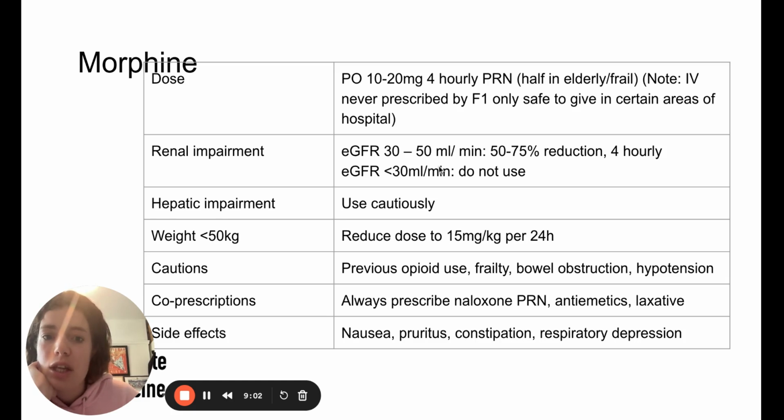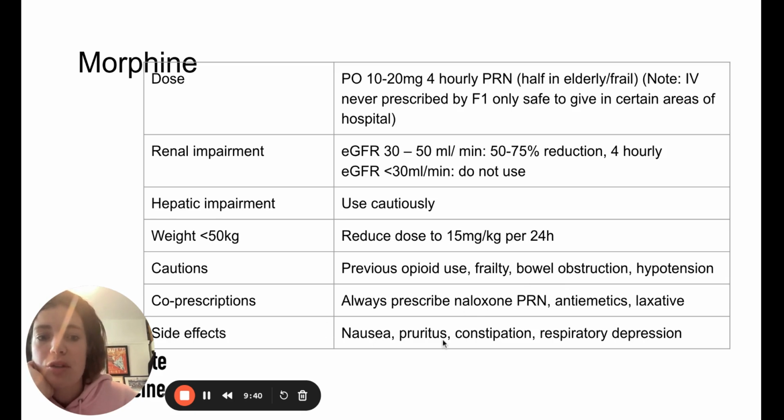Here I've just written about renal impairment, about how I reduce doses in that case. Take care if someone's eGFR is below 30. That rings alarm bells for lots of medications, and morphine is one of them. Hepatic impairment also, you would use it cautiously, and if they have a low weight, which makes sense. Cautions include if they've used opioids before: check their drug chart, what have they come in with, check the history with the patient. Are they already using other opiates, are they frail, have they got bowel obstruction, or are they hypotensive? Then I wouldn't as quickly prescribe morphine.